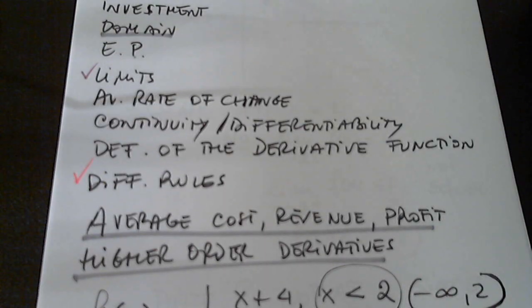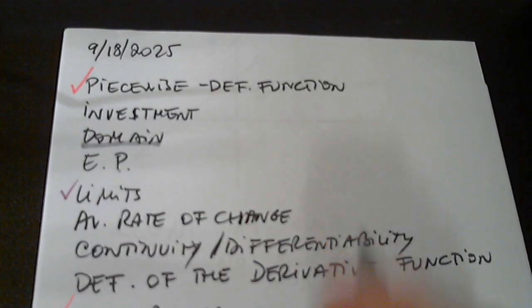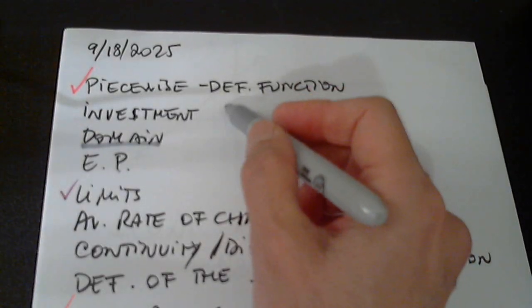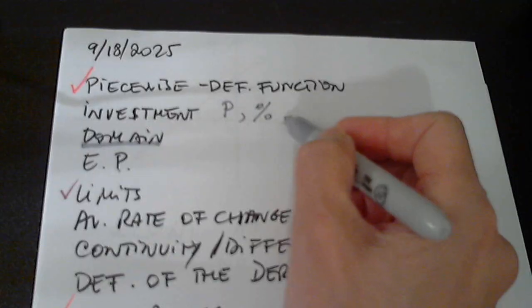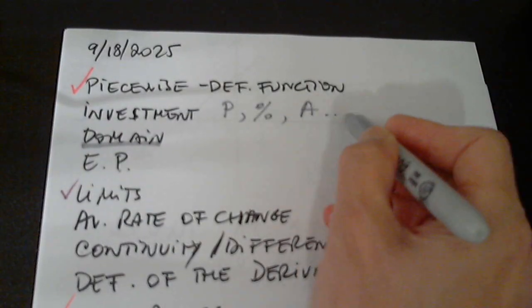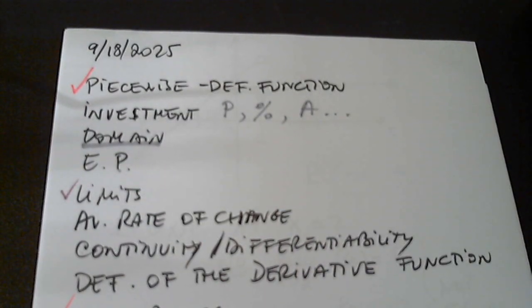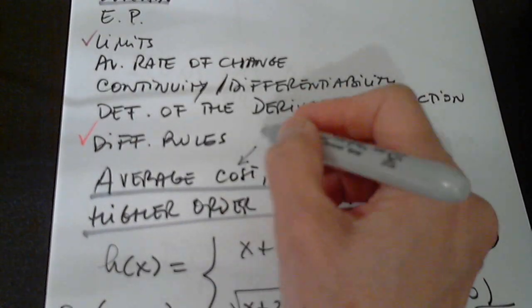I actually kind of had a question about that. Yes. So, is the average cost, revenue, and profit like the same as the investment part? No. Very good. The investment is when we're given a principal and an interest rate, and we're asked what is the accumulated amount after 10 years, compounded 4 times a year or 12 times a year or something like that. No, these are totally new functions.